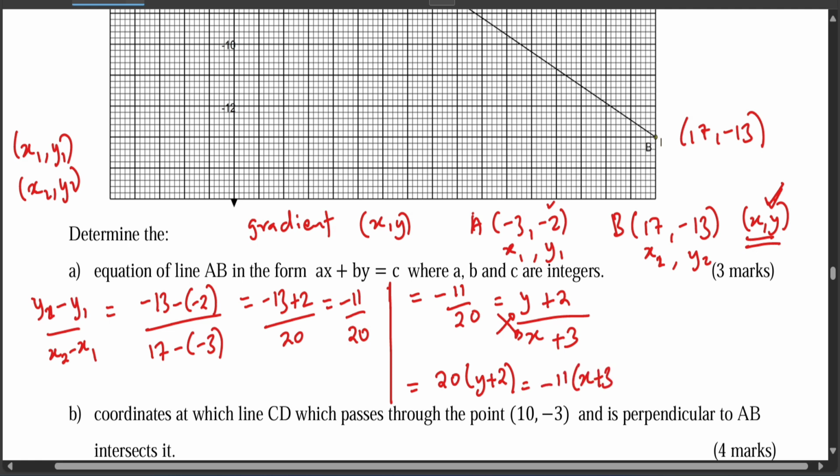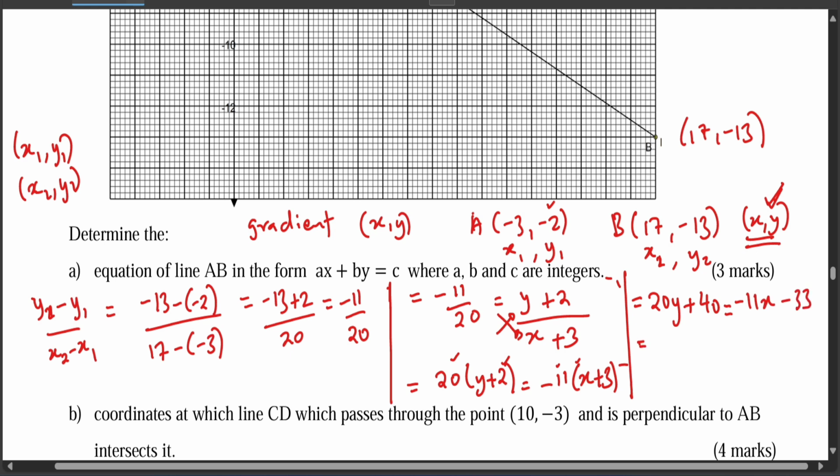Okay, now unachora line nyingine. Tuchora line nyingi leo. Nafasi yenyewe ndio hiyo. Let's open up the bracket. 20 times y, 20y, 20 times 2 gives us 40. So equal to -11 times x, -11x, -11 times 3, -33.